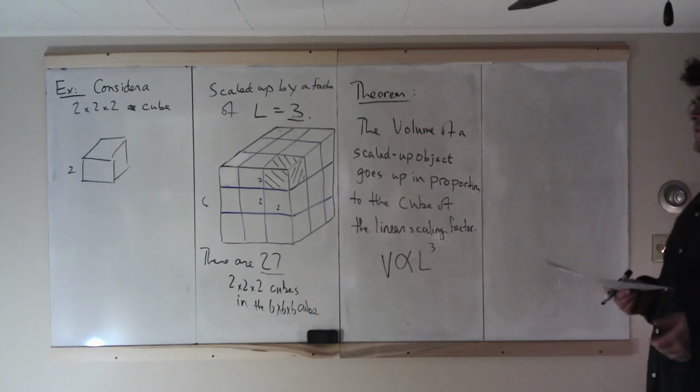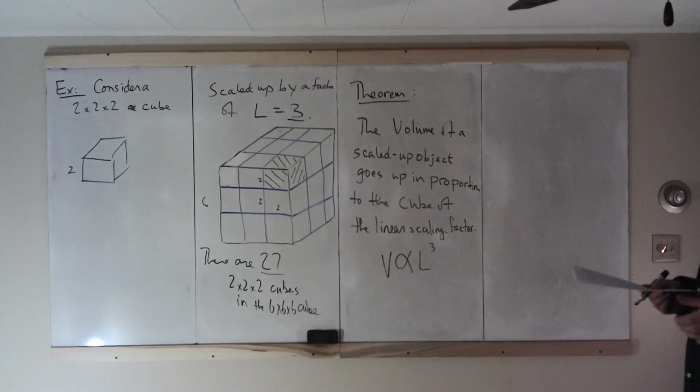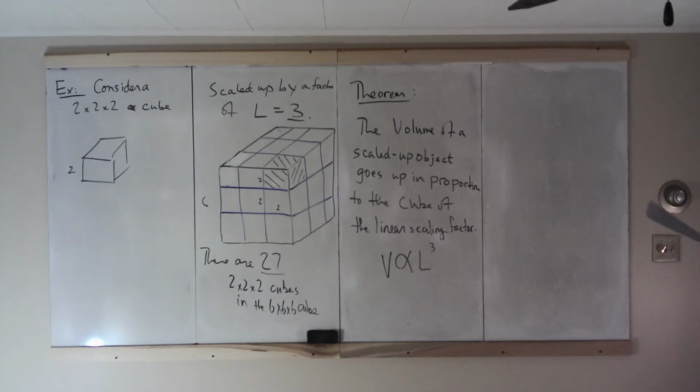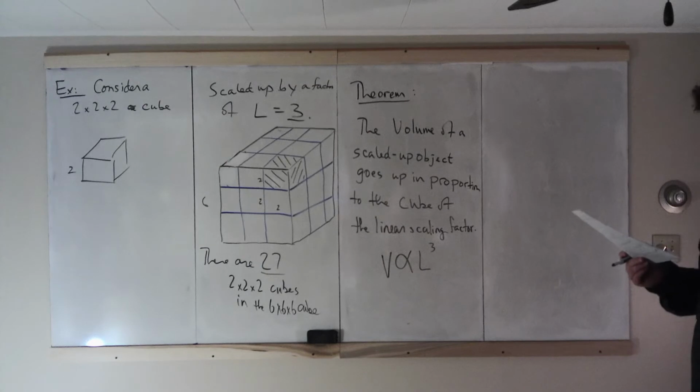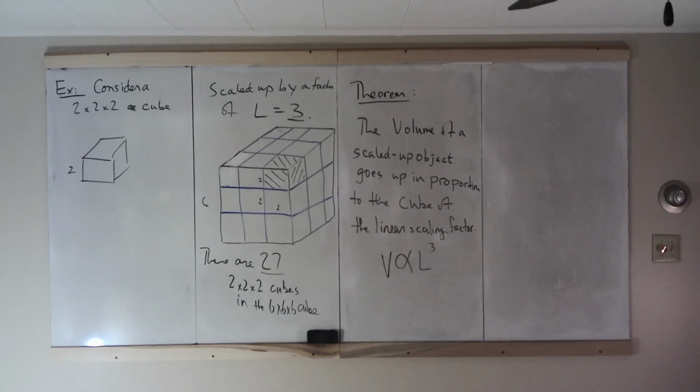So we have a result on volume. We have a result on area. I don't think I wrote this in my notes. Yeah, okay, I guess I sorted it.